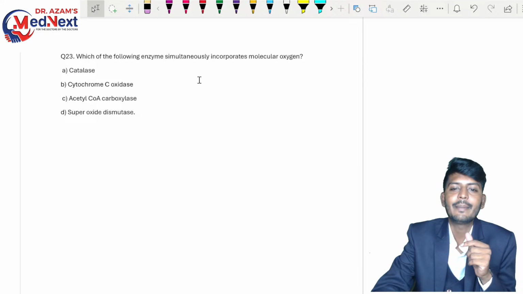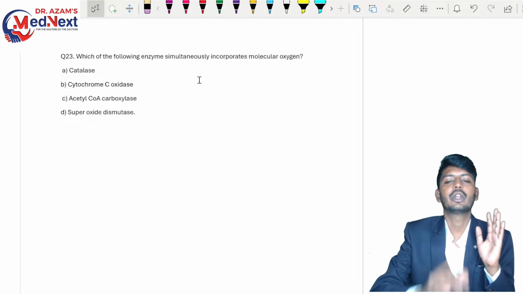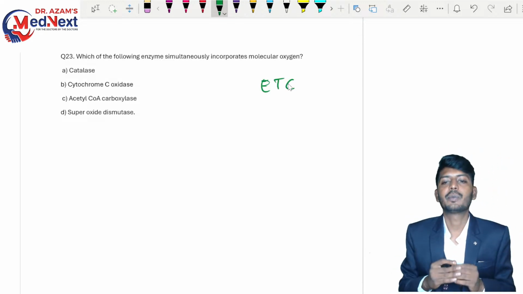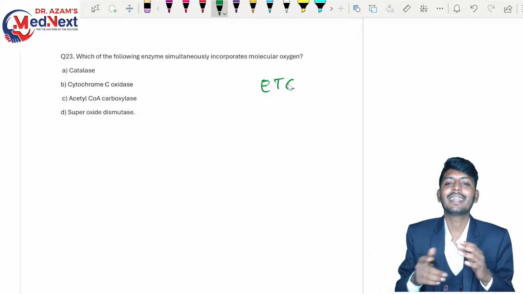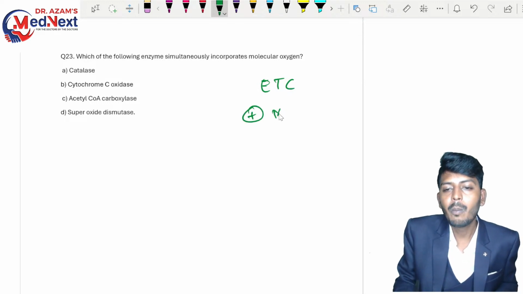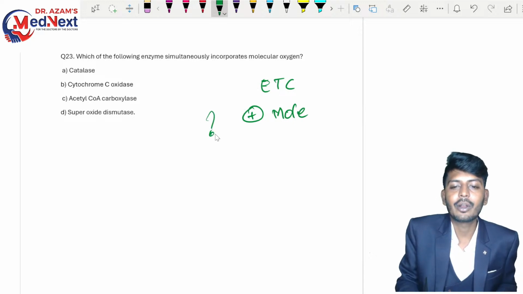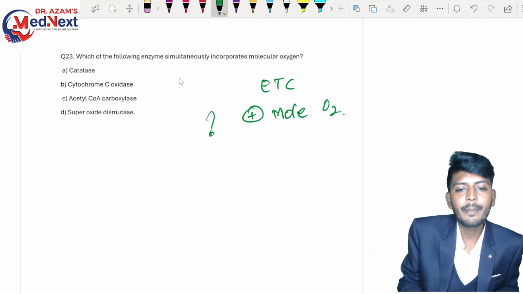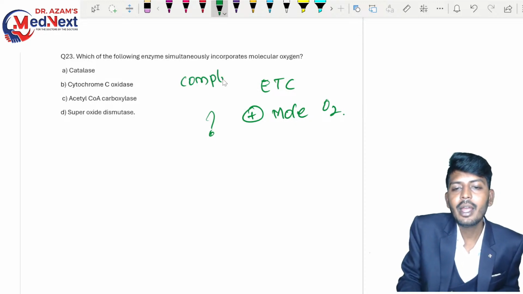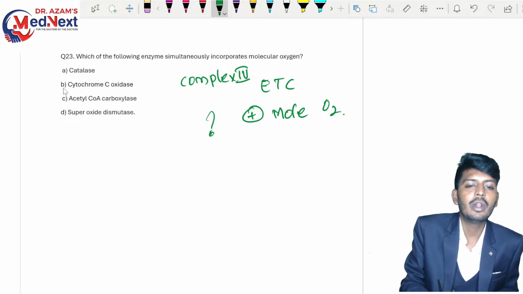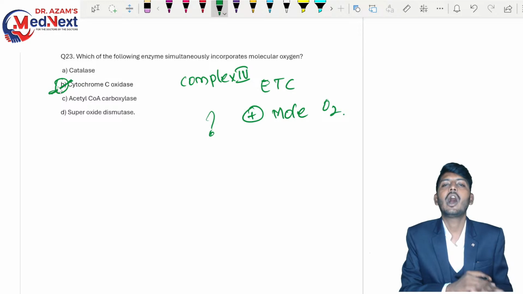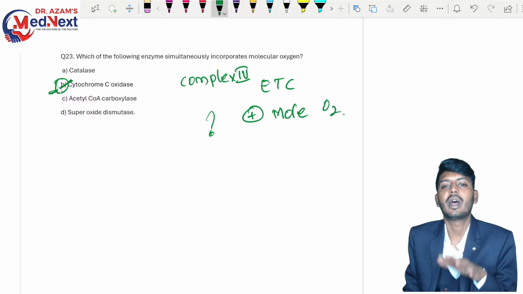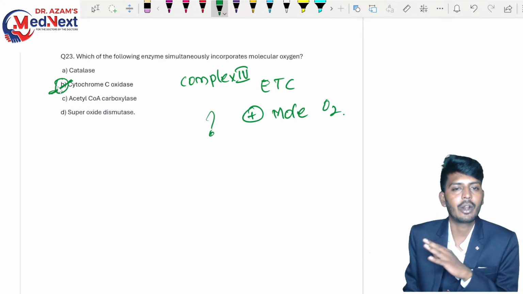Which of the following enzymes simultaneously incorporates molecular oxygen? So basically this is a question from the electron transport chain. They are asking which enzyme incorporates molecular O2. So this is a direct fact-based question. That is done by your complex 4. Who is that complex 4? Cytochrome C oxidase. The answer is cytochrome C oxidase, which is complex 4, which incorporates the oxygen. This is a fact to be remembered from the electron transport chain.